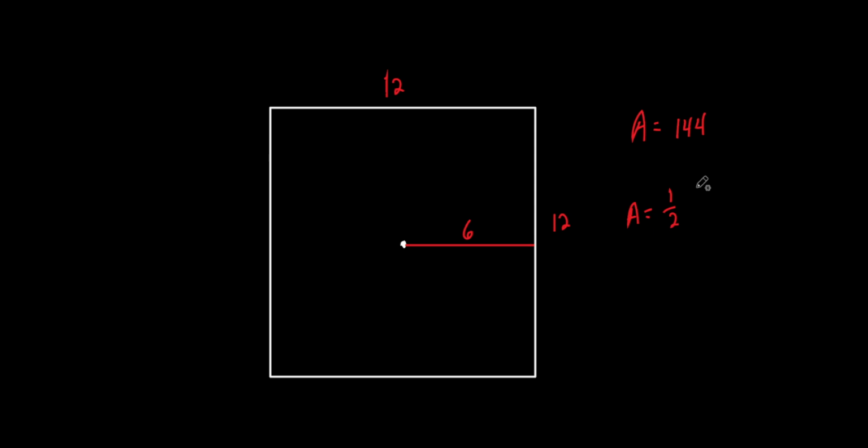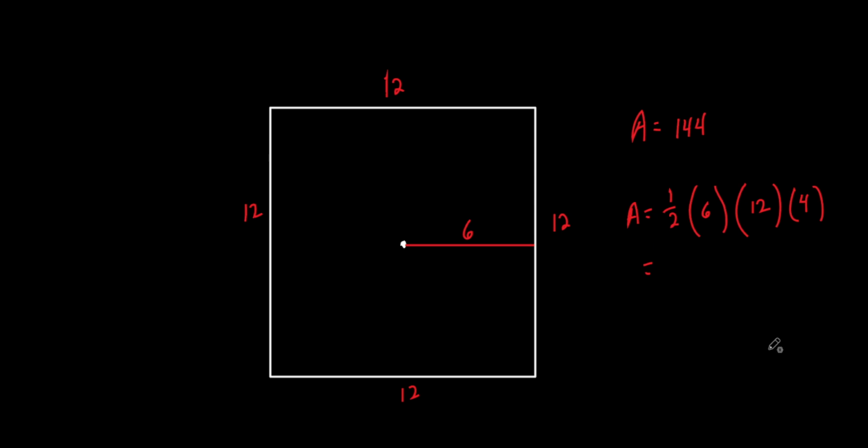1/2. What would I consider to be the apothem to this? 6. Right, this would be the apothem. Times the perimeter. What would the perimeter be? 12 times... not 12 times 12. How many 12s are there? There's 4 of them. So it'd be 12 times 4. Right? Let's see what we get.